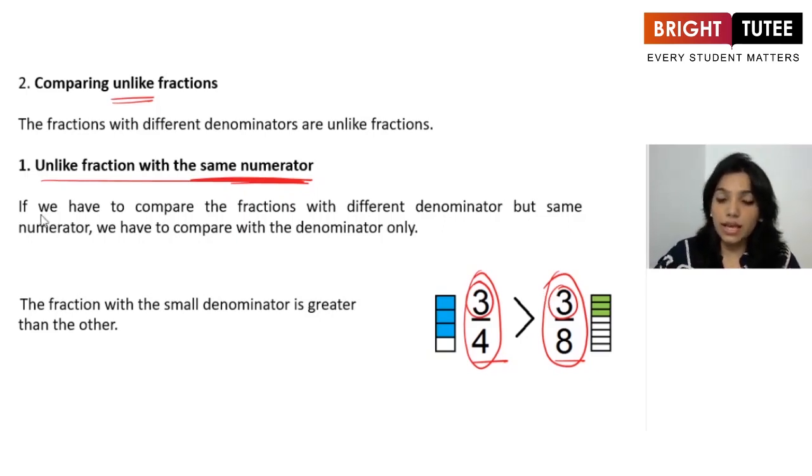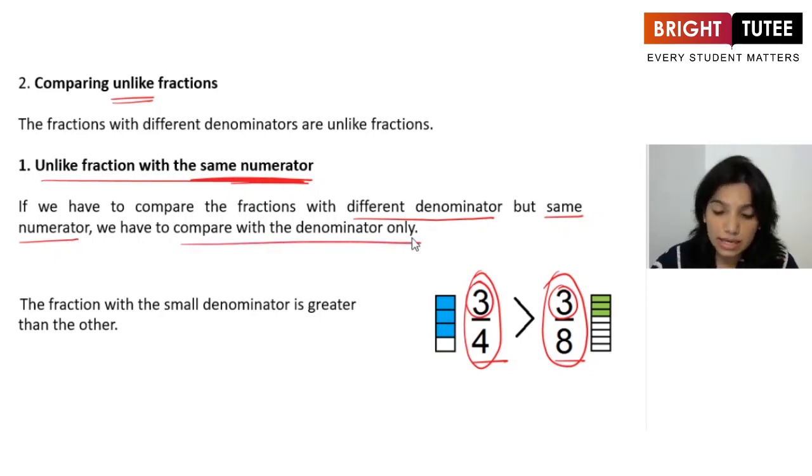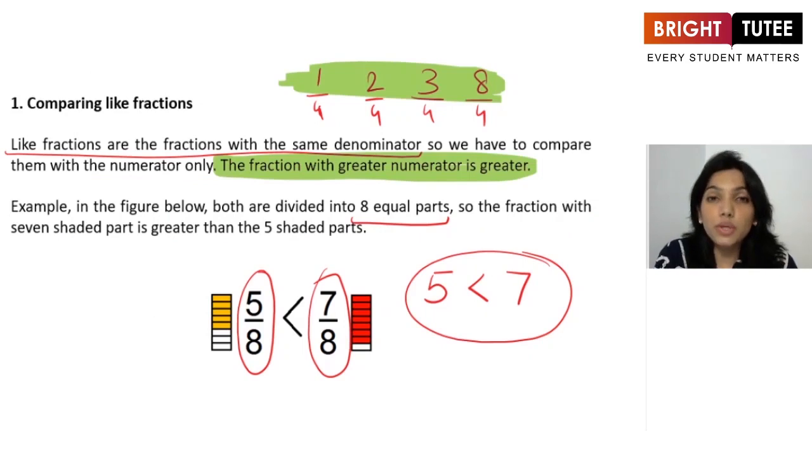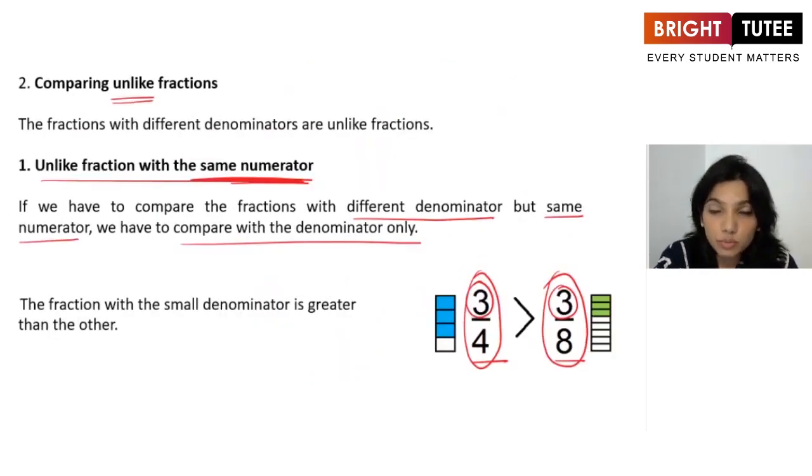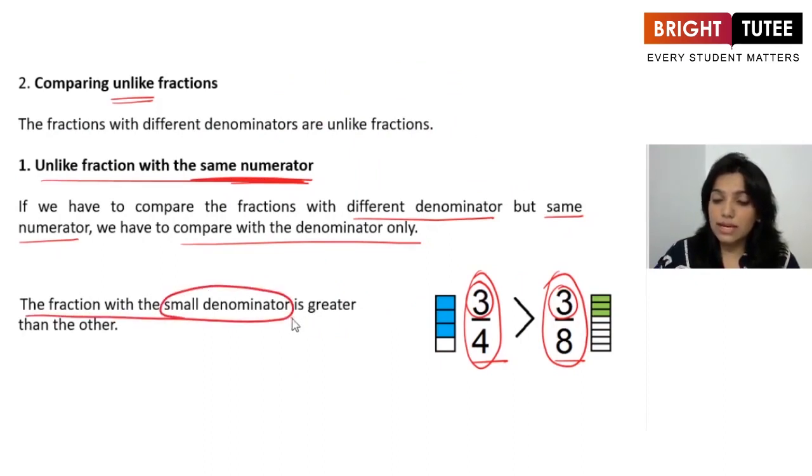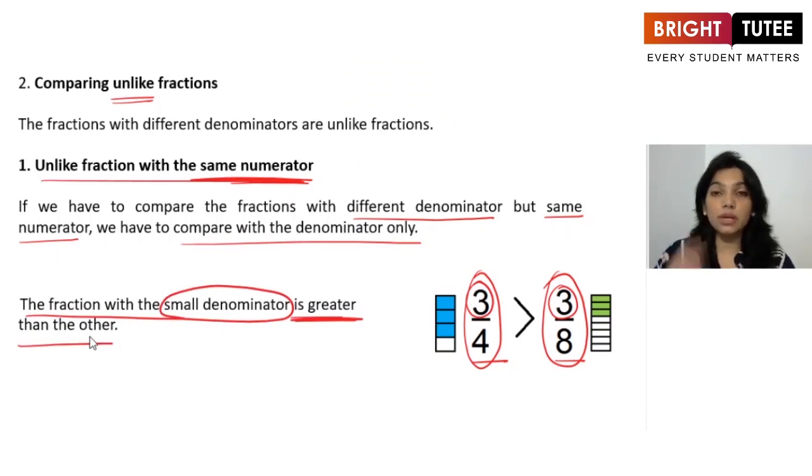Yes, there is. If we have to compare fractions with different denominators but the same numerators, we have to compare the denominators only. Like we just worked here, when you had the same denominators, you only compared the numerators. Now when you have got the same numerators, you just compare the denominators. Now listen to this very carefully. The fraction with the smaller denominator is greater than the other. Just the opposite of what you just learned, right?